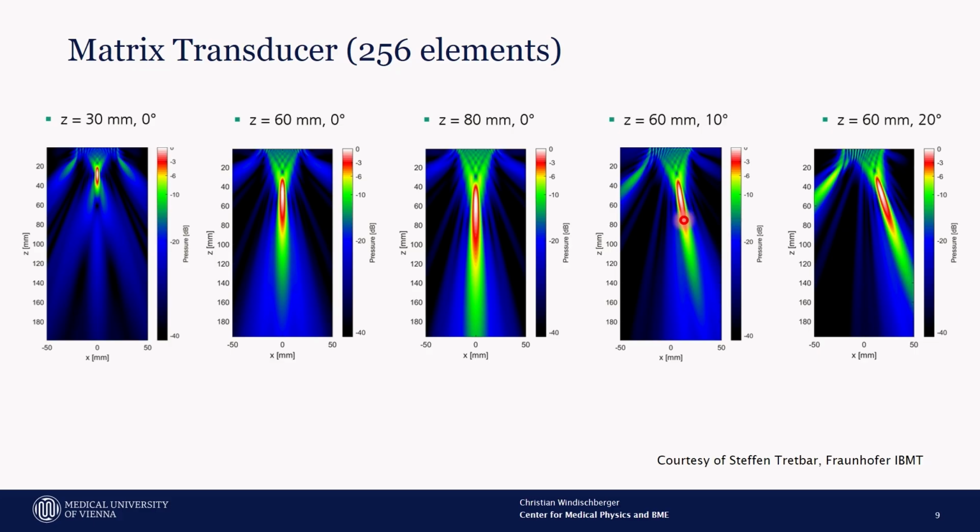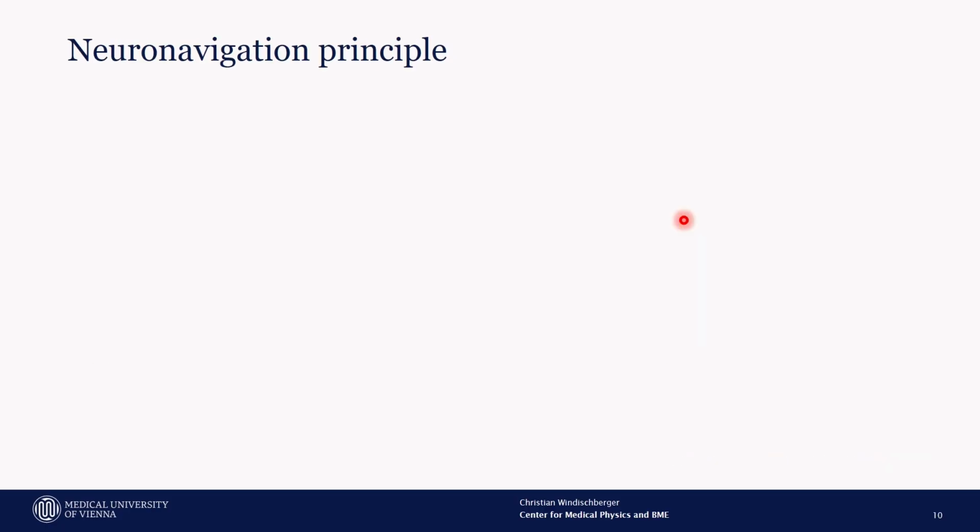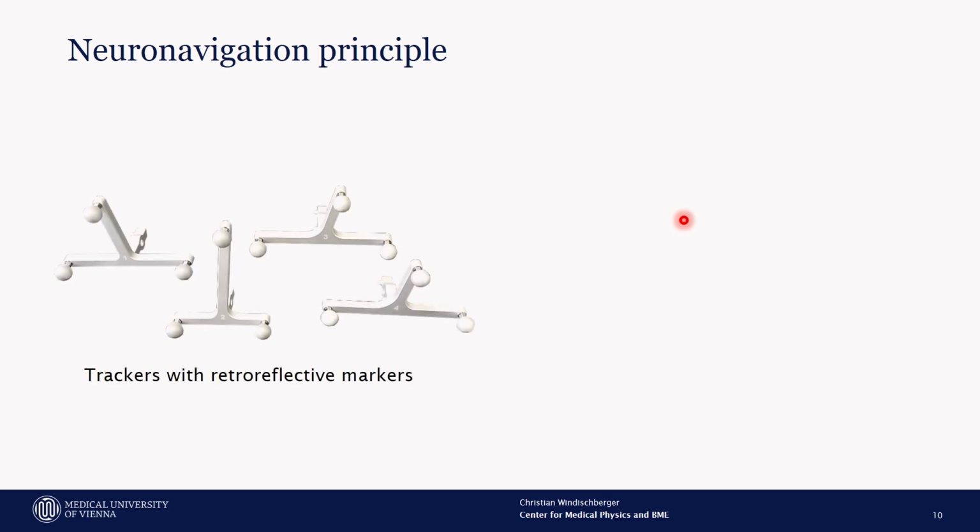Now, from the transducers to neuronavigation. Neuronavigation is a very cool technique. It allows you to know where you are in space, I would say. It depends on trackers. The typical trackers that we're using look a little bit like that. So this is one tracker, and each tracker has 3 of these small spherical elements that are just reflective.